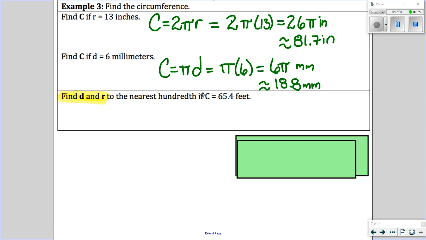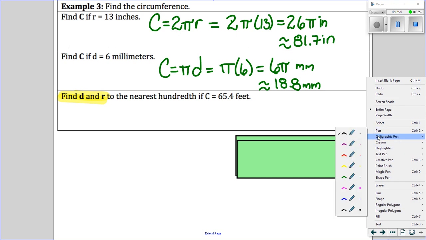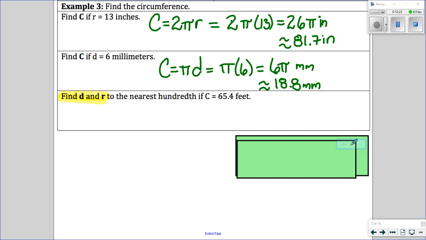All right, let's do the next one. They say find d and r to the nearest hundredth if c is equal to 65.4 feet. They gave us a circumference. Now we need to find both d and r. So I'm going to find r first. I'm going to do c equals 2 pi r. I'm going to plug in all the information I have. C is 65.4, and we're looking for r. So in order to solve for r, I'm going to divide by 2 pi on both sides.